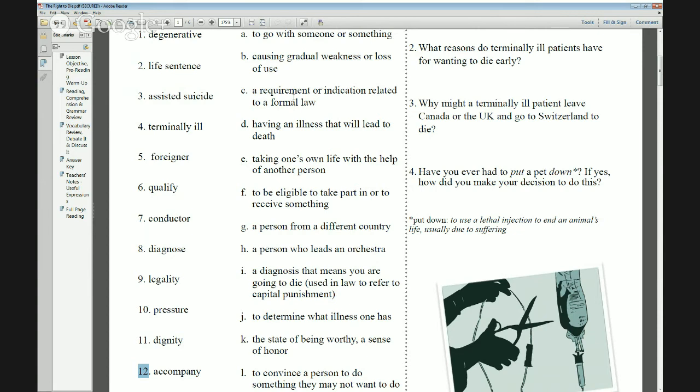And the last one, we only have one left. It's "accompany". So to go with someone or something. So to accompany, you might ask your friend to accompany you on your trip. Maybe you're doing a Euro trip, let's say. You're visiting many countries in Europe and you'd like your friend to accompany you. Yeah, that's how we would use it.